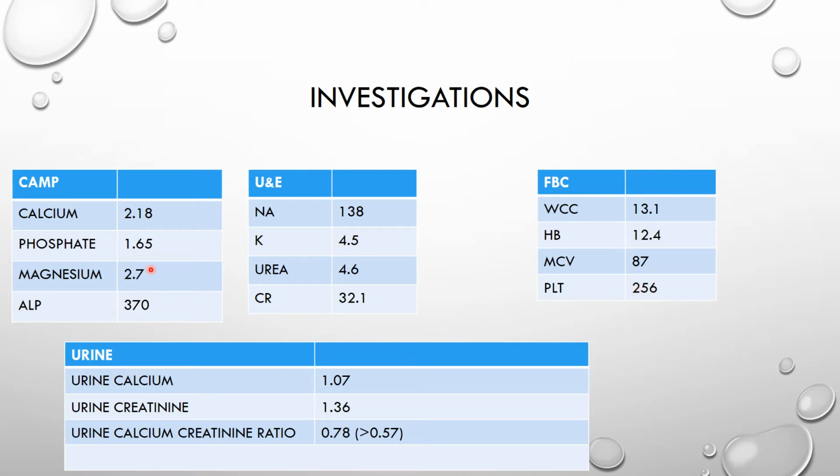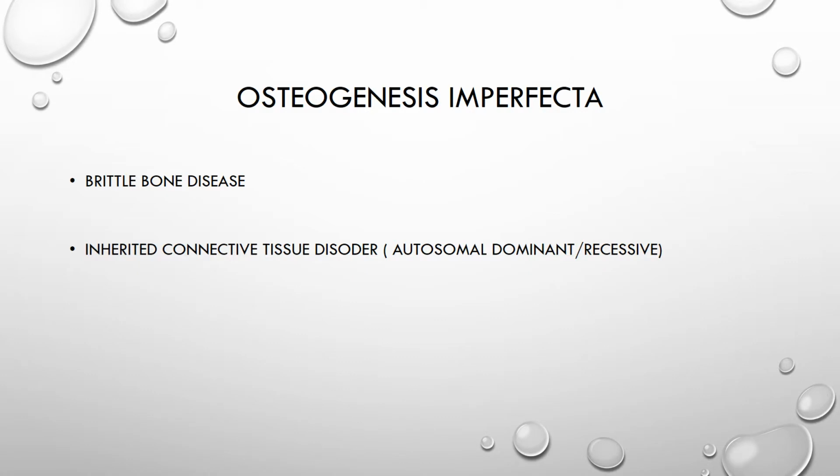So there was a bit of a hypokalemia. We actually calculated the corrected calcium, and we saw that there was a hypocalcemia, so the calcium was low. So we did test urine calcium, which was 1.07, and urine creatinine was 1.36. Then we did the urine calcium to creatinine ratio, which was raised at 0.57. So our diagnosis was osteogenesis imperfecta for this patient.